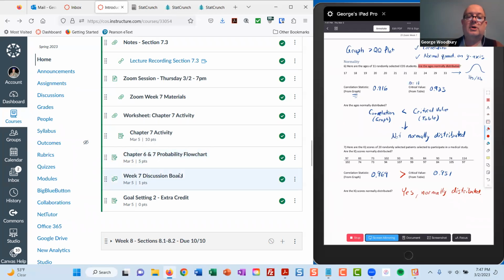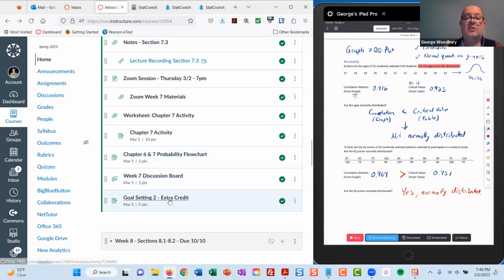The discussion board focuses on normal versus reverse normal. And you can use both of those assignments to help you with the chapter 6 and 7 reading assignment that's due in the support course this week, where you're identifying a problem as binomial, Poisson, normal, or reverse normal.